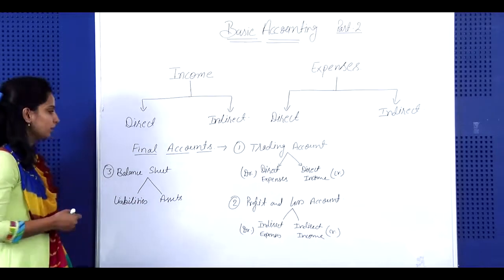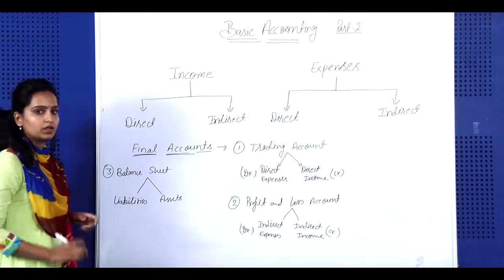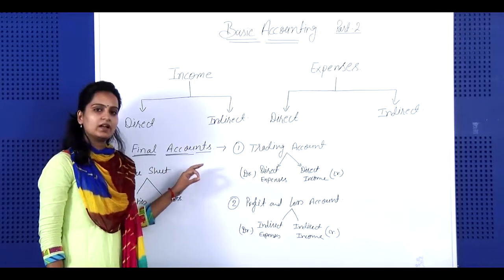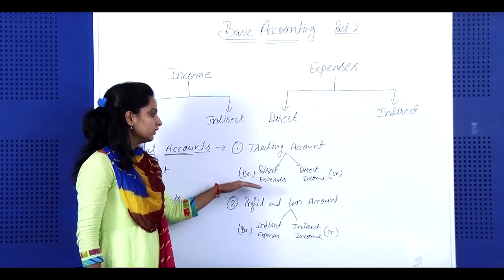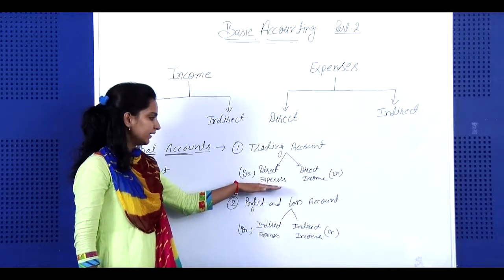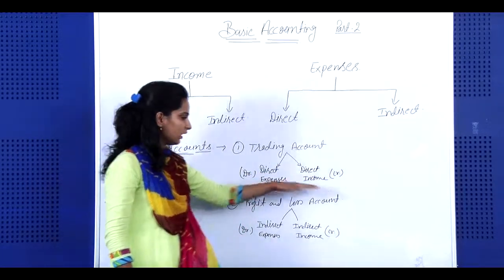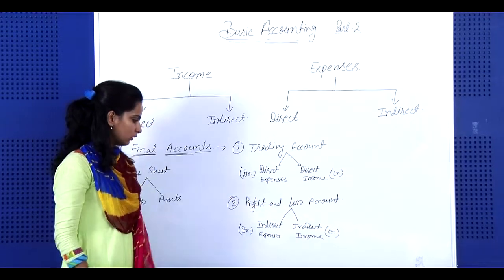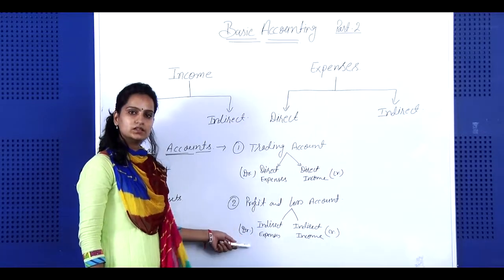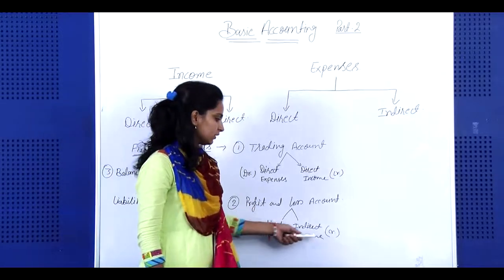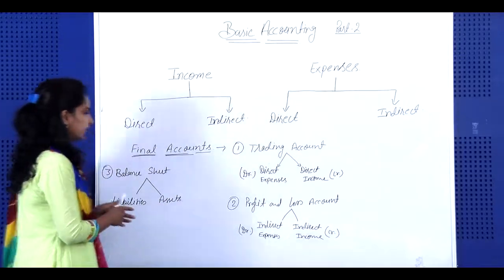Now come to the topic of final accounts. Final accounts means the final step of accounting. In this step, we have two accounts and one statement. One account is the trading account. The trading account puts all the direct expenses on the debit side and all the direct income on the credit side. Step 2 is the profit and loss account. In the profit and loss account, all the indirect expenses come under the debit side and all the indirect income comes under the credit side.